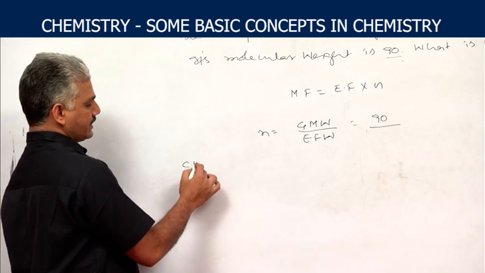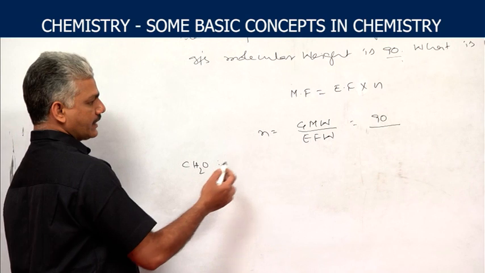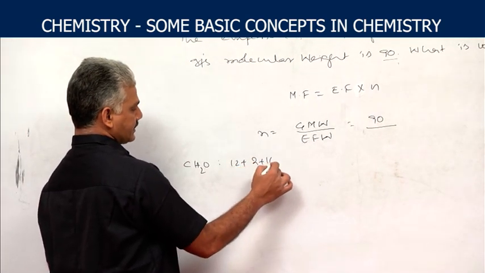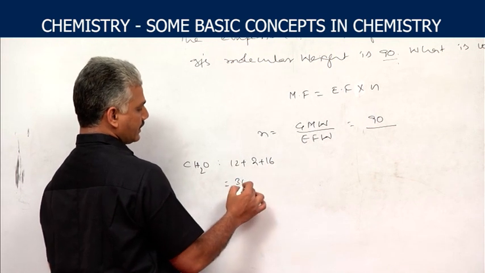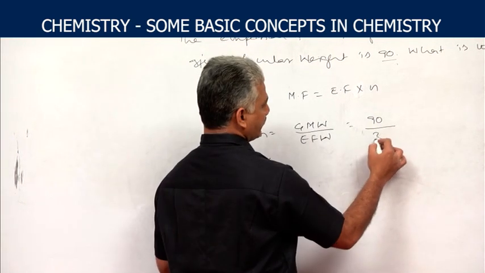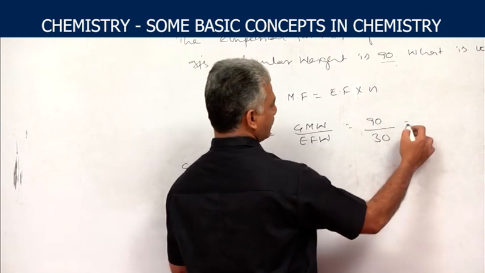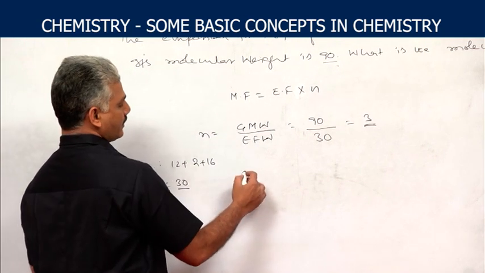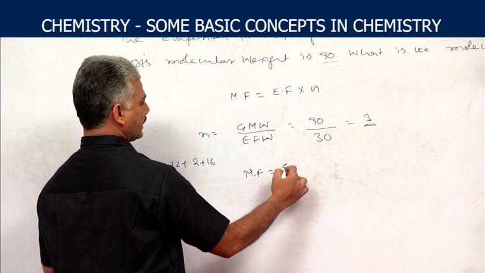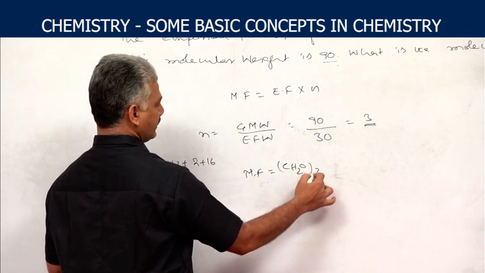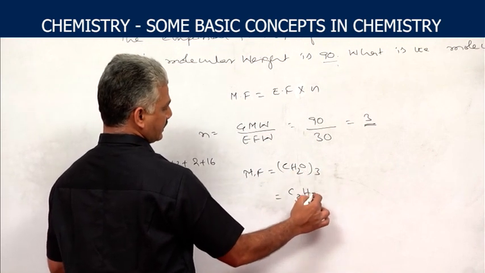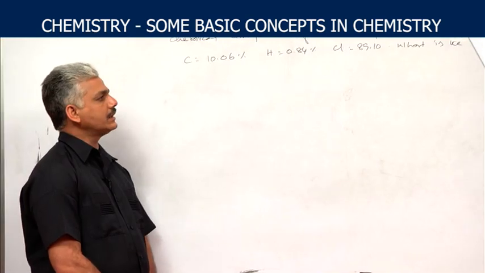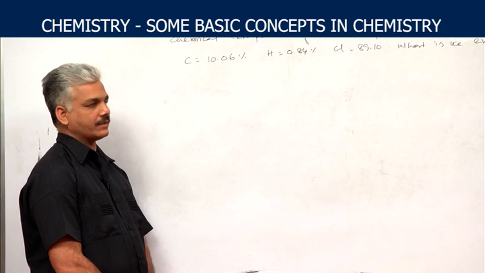Empirical formula is given as CH2O. So, corresponding weight comes out to 12 plus 2 plus 16, that is 30. So, 90 by empirical formula weight 30 comes out to 3, a perfect integer. Therefore, molecular formula is equal to, we can write CH2O taken 3 times or C3H6O3. This is another model in the calculation of empirical formula problems.